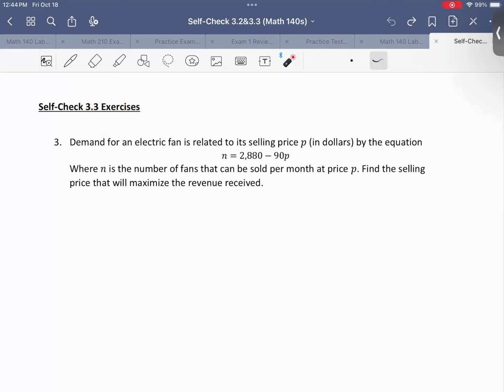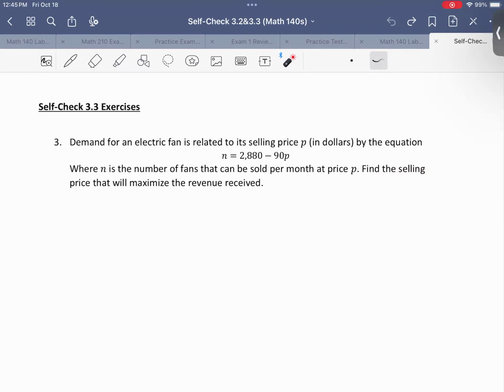So let's go ahead and look at number three. The demand for an electric fan is related to its selling price P in dollars by the equation N equals 2,880 minus 90P, where N is the number of fans that can be sold per month at price P. Find the selling price that will maximize the revenue received.